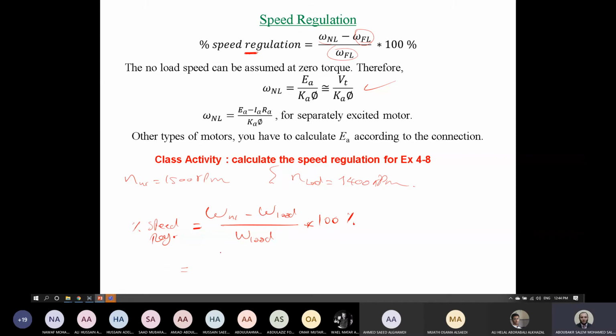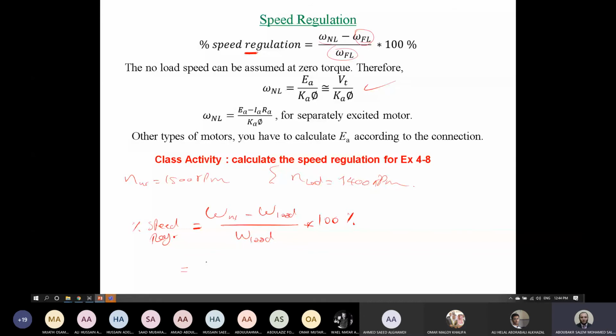Doctor, we will find the difference between them and divide it by the full load. Exactly. We don't need here to convert from N to omega because it's a ratio now. And the ratio 2 pi over 60 will be the same in numerator and denominator. So we no need to convert now.